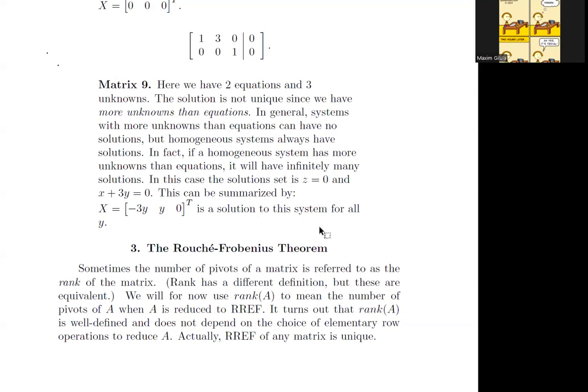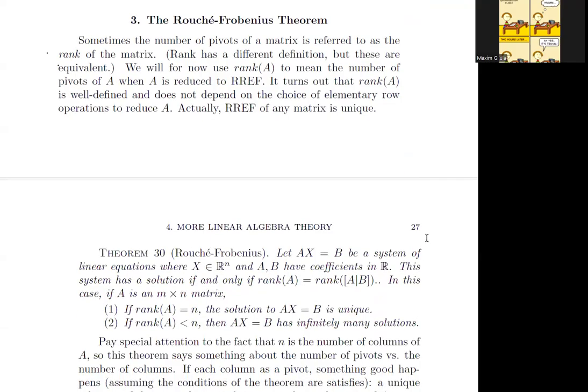Let's talk about a theorem that summarizes some of the patterns that we've seen. So the number of pivots of a matrix can be referred to as the rank of the matrix. And rank has many definitions, but this is one equivalent definition. So we're going to use rank of A to mean the number of pivots of A when we reduce A to RREF. Rank A is actually well defined. It doesn't depend on what elementary row operations we do or how we do them in what order. The rank is well defined. And in fact, the RREF of a matrix is well defined as well.